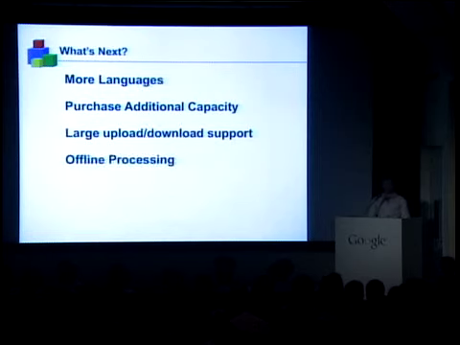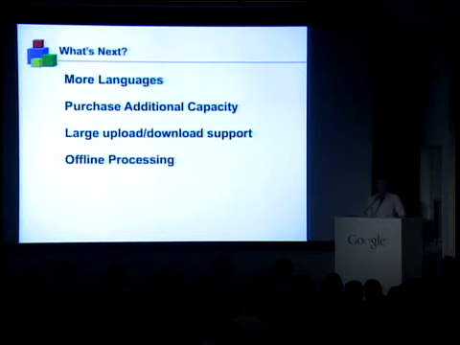Large uploading and downloading. So right now, App Engine can only serve files that are 1 megabyte or smaller in size. And we'd like to expand that because we realize that a lot of rich media applications need large files like images and high-resolution images and movies and things like that. So we're building support for that.